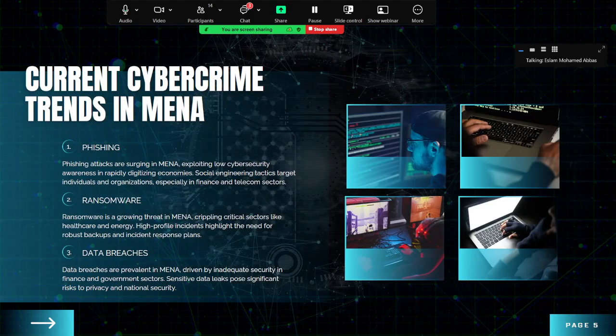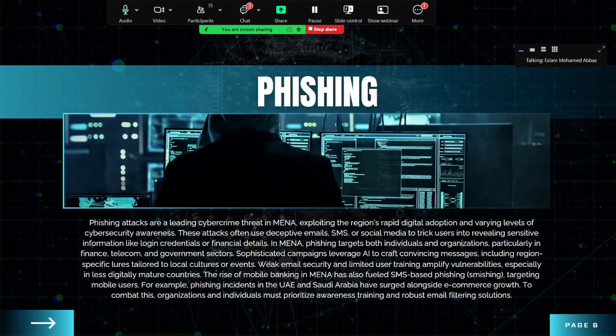the most common cybersecurity crimes in the MENA region, as a trend of cybersecurity crimes, are phishing, ransomware and data breaches. From my point of view, and from statistics and a lot of views, these are the three most rapidly growing trends in the MENA region these days: phishing, ransomware and data breaches. I will talk about every one of them in some detail. We can talk about phishing.